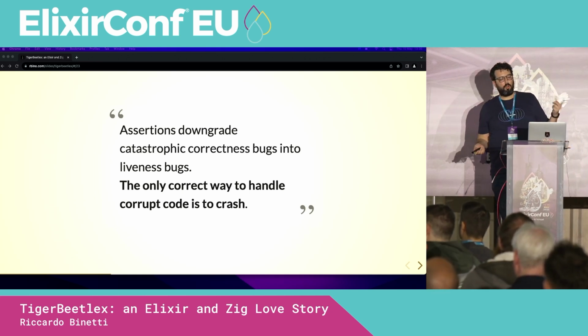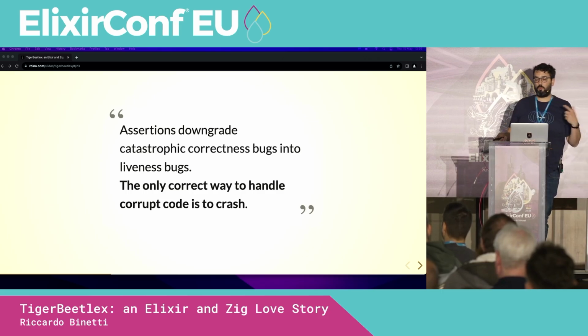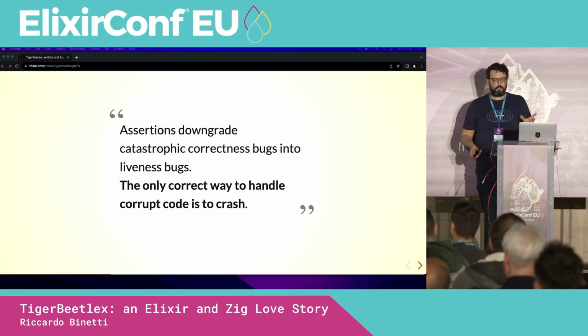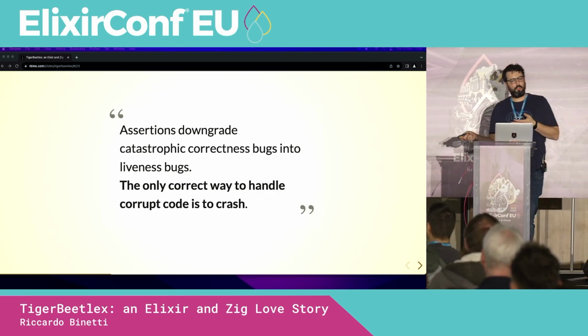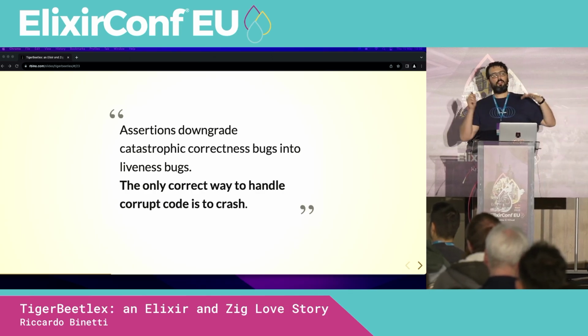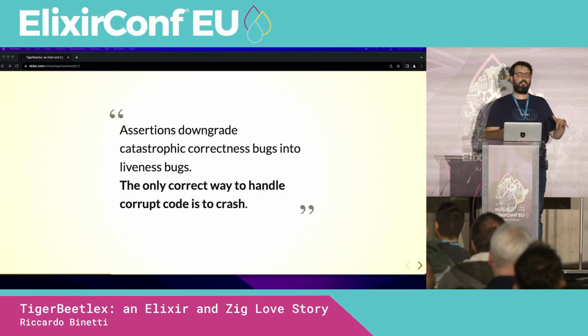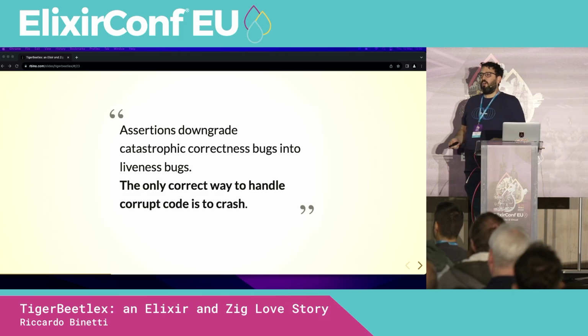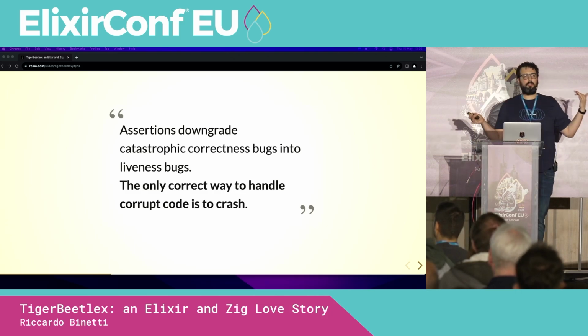The only correct way to handle corrupt code is to crash, which sounds strikingly similar to the "let it crash" mantra in the Beam world. So they don't want corrupt state, they prefer to crash. Okay, but how do we detect those crashes?